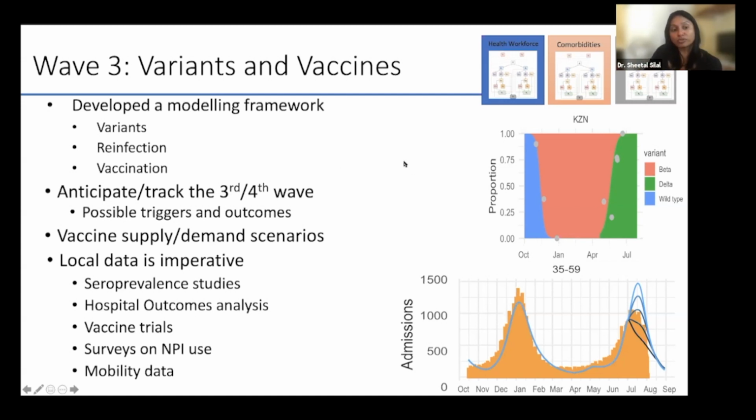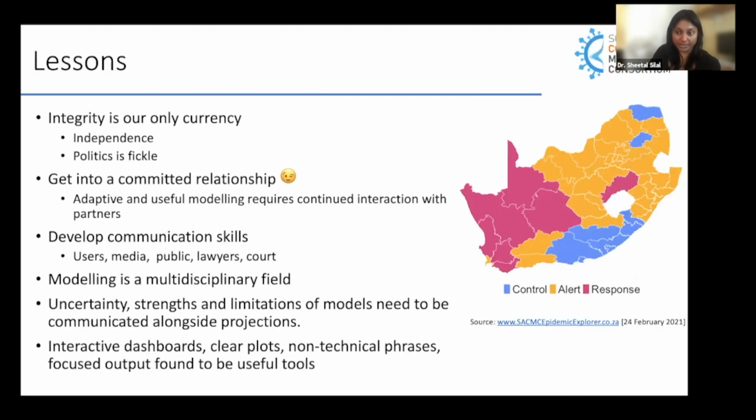But to do all of this, local data has been imperative. So we have incorporated a series of local seroprevalence studies in our models, as well as hospital outcomes analyses and vaccine trials, surveys that are available, as well as mobility data from cell phones or mobile providers.